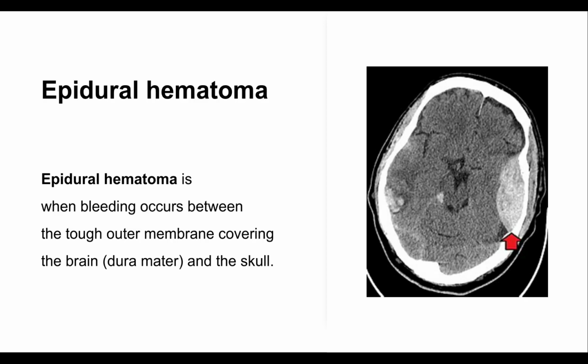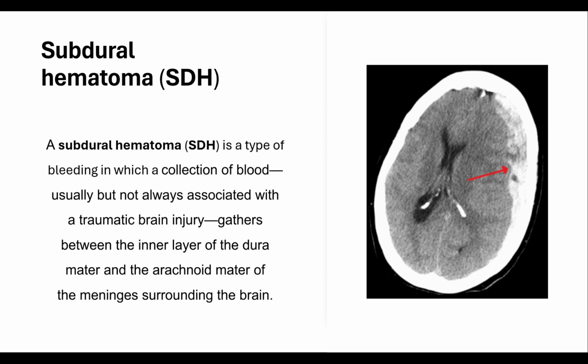the brain. Epidural hematoma is when bleeding occurs between the tough outer membrane covering the brain, dura mater, and the skull. A subdural hematoma, SDH, is a type of bleeding in which a collection of blood, usually but not always associated with a traumatic brain injury, gathers between the inner layer of the dura mater and the arachnoid mater of the meninges surrounding the brain.